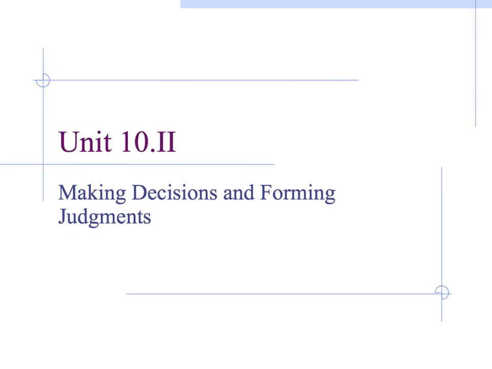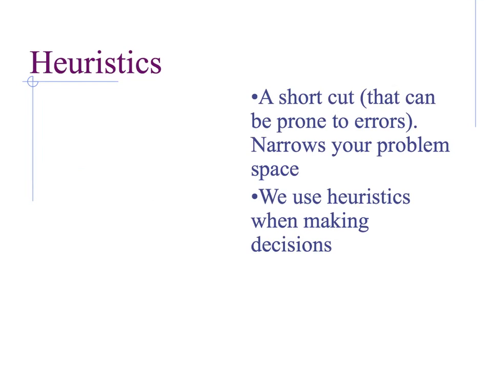In the previous unit, 10.1, we discussed the fundamental concepts of thinking. In this unit, 10.2, we will add to those concepts in our discussion of decision-making and forming judgments. If you remember from the previous unit, we discussed the difference between heuristics and algorithms, where heuristics are a mental shortcut that is prone to errors, but is sometimes reliable and a more efficient and faster way of thinking.